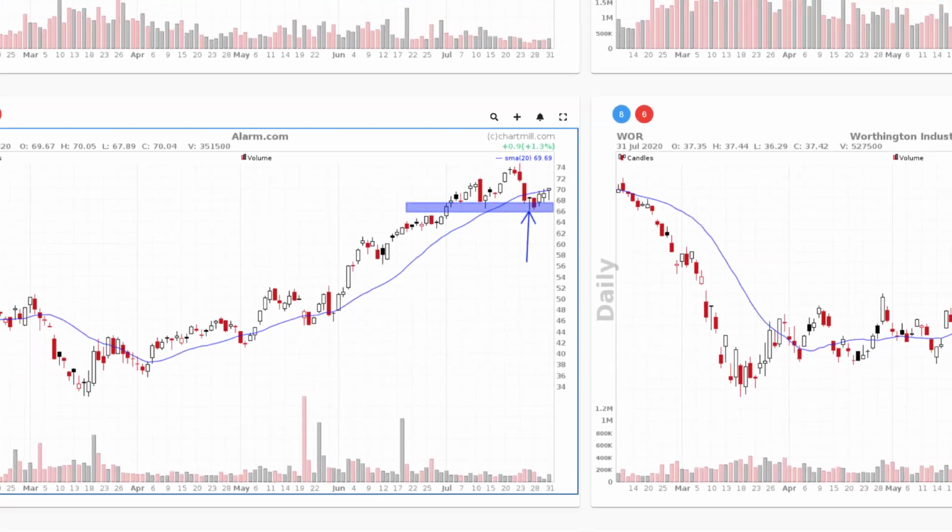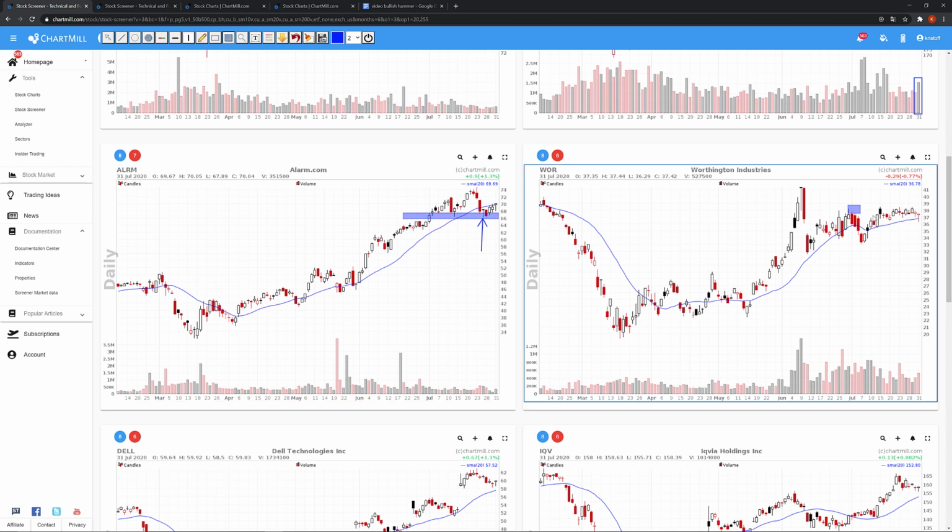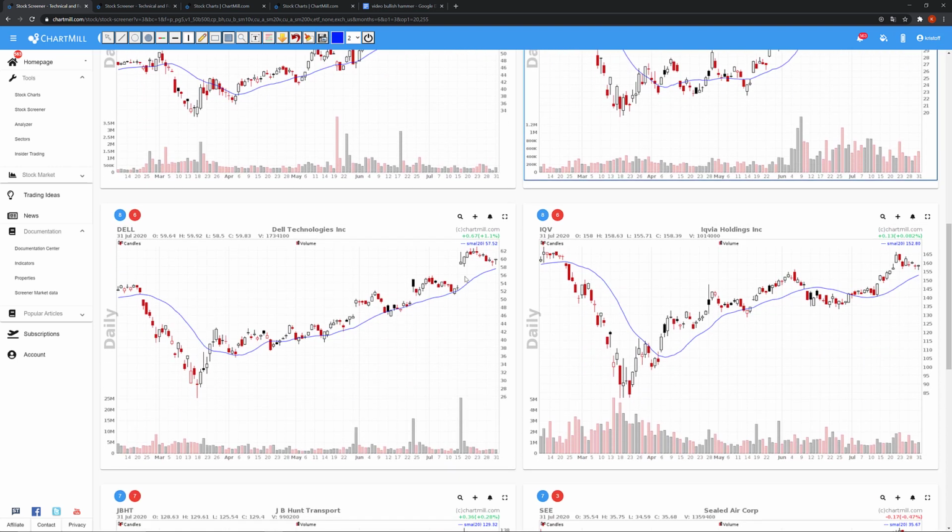Worthington Industries, a nice shape but a clear sideways market. Dell, the candle isn't positioned at the bottom of the price retracement, and in general I don't like this chart, too many gaps in the price movement.